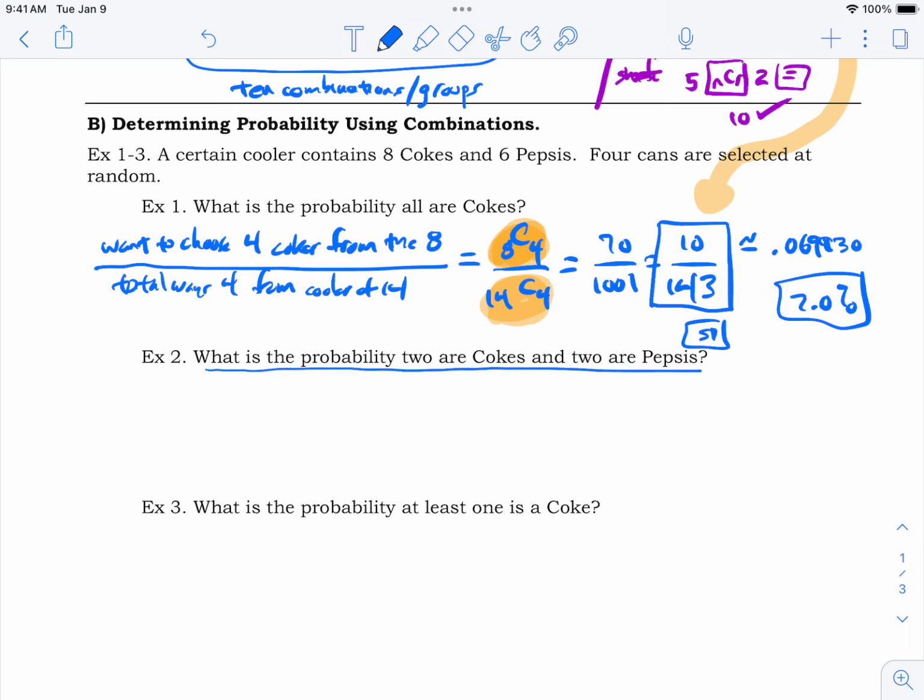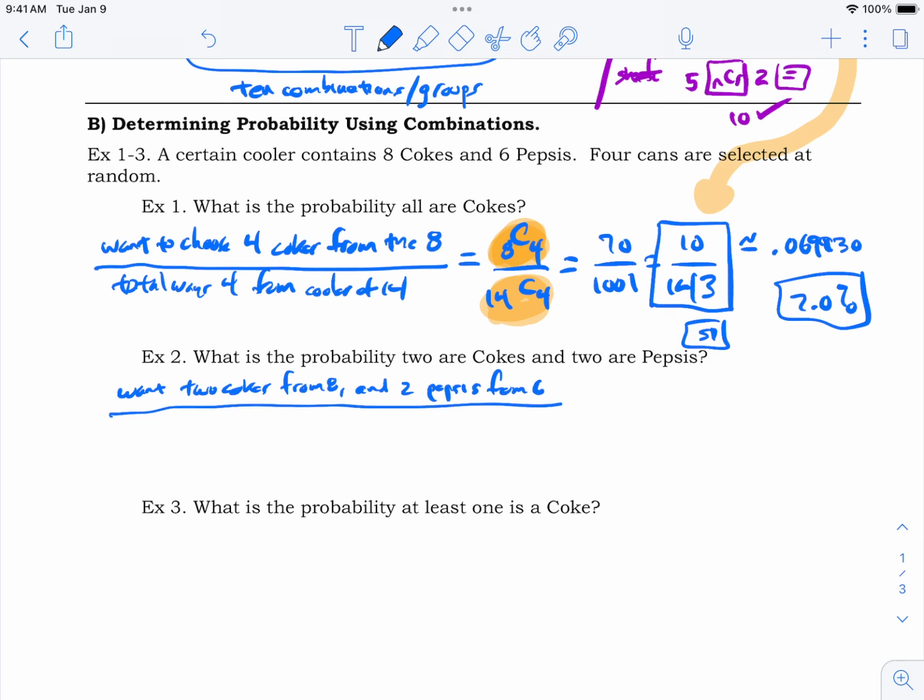What's the probability we're going to get 2 Cokes and 2 Pepsis? Okay, 2 Cokes and 2 Pepsis. Well, what are we trying to do? We want 2 Cokes from the 8 Cokes, right? And 2 Pepsis from the, how many Pepsis are there? From the 6. Over the total ways that you could choose 4 from the total of 14 cans.